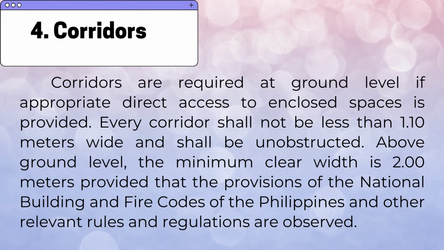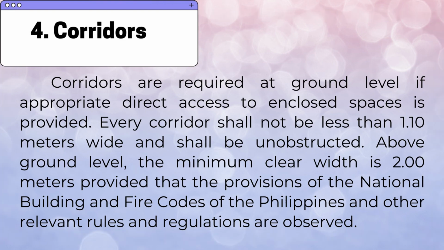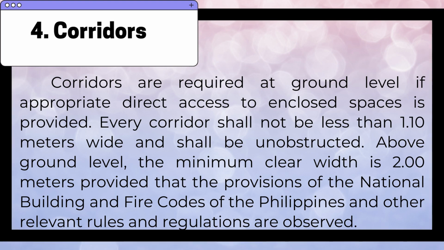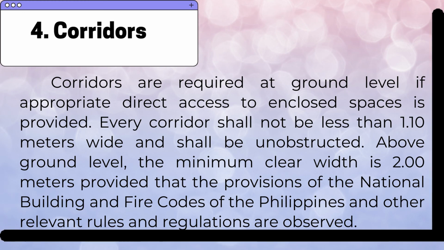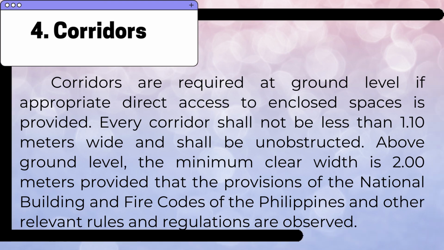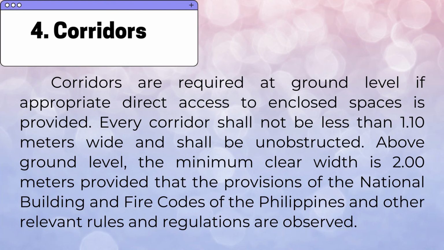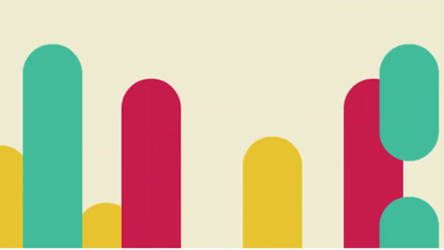And number 4, corridors. Corridors are required at ground level if appropriate direct access to enclosed spaces is provided. Every corridor shall be not less than 1.10 meters wide and shall be unobstructed above ground level. The minimum clear width is 2.0 meters, provided that the provisions of the National Building and Fire Codes of the Philippines and other relevant rules and regulations are observed.